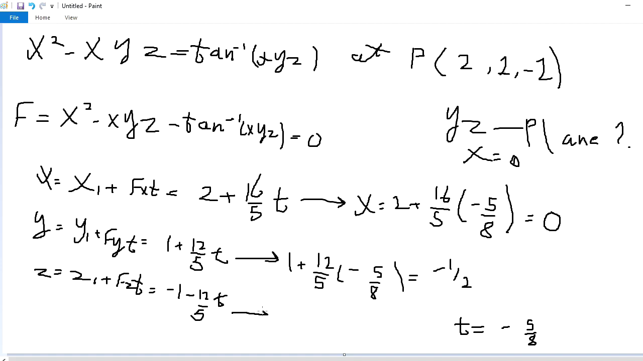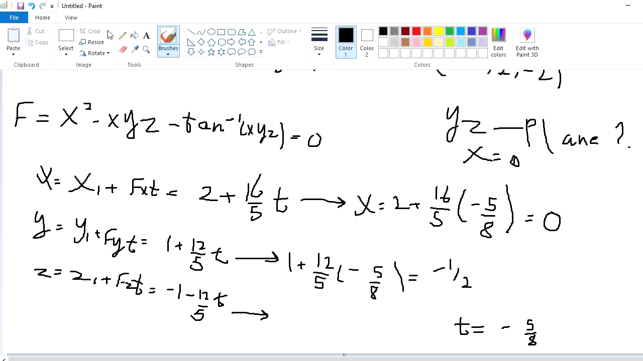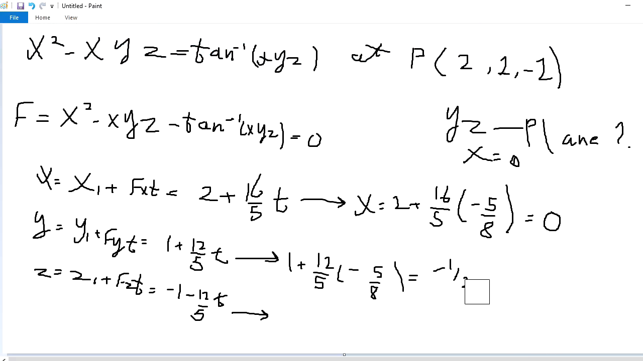And the last parametric equation is negative 1, negative 12 over 5, and then times negative 5 over 8. If you insert these values in the calculator, you can see that the answer is going to be 1 over 2. So it's a plus half. This is the final solution.